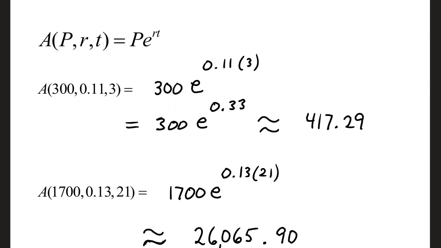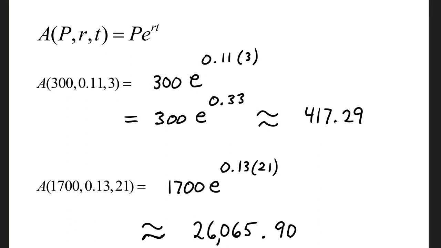Compound interest is a formula that you've seen multiple times, and it has several variables involved. Capital P is principal, R is interest rate in decimal form, and T is the time in years that an account is active. E tells us that it's compounded continuously. For this problem, our first evaluation, we're going to replace P with 300, R with 0.11, and T with 3.